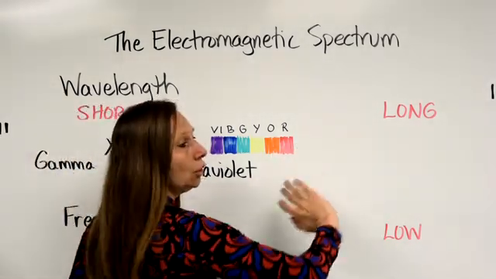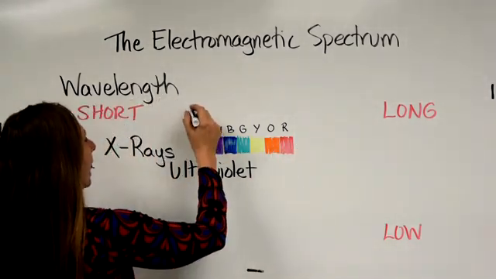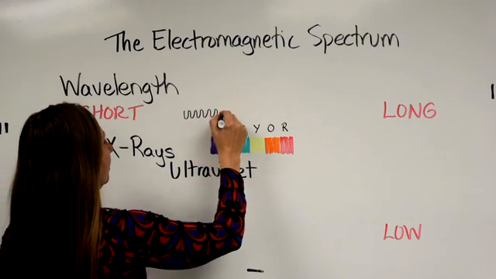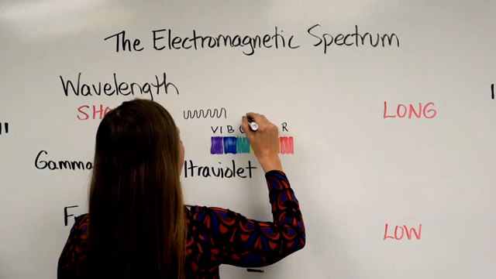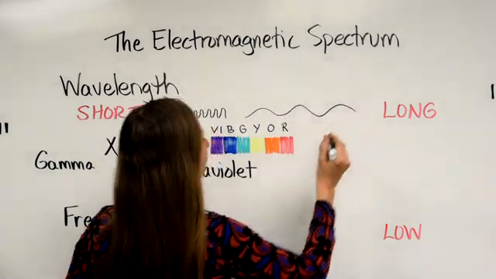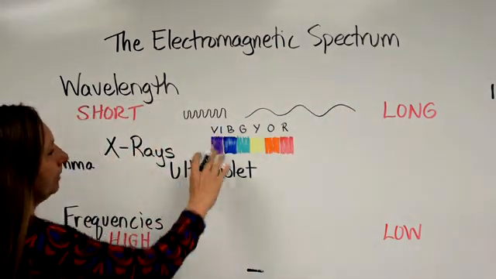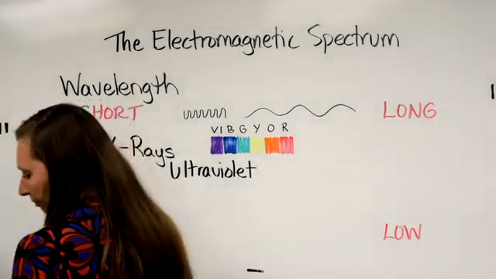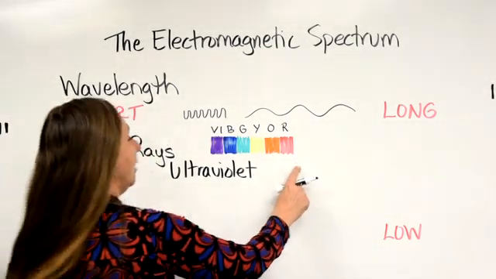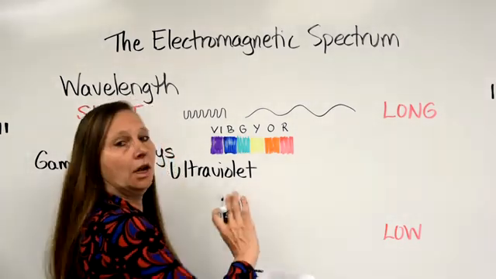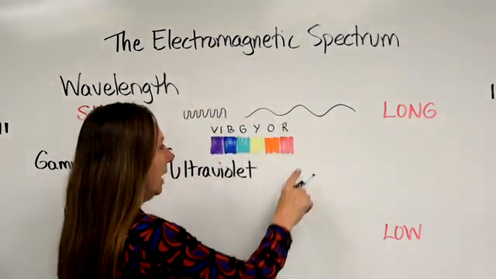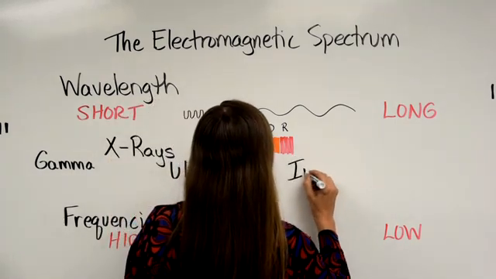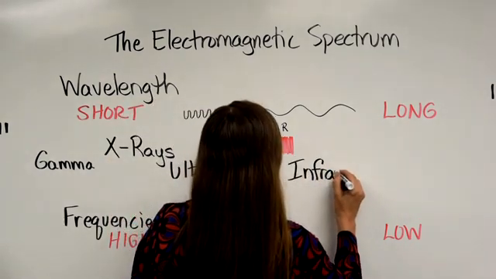red has the longer wavelength. Violet light would look like this, short wavelength. Red light would look like this, long wavelength. And the others in between would fall in between. Now, after red, a longer wavelength than red would be infrared. So infrared is going to be over here.